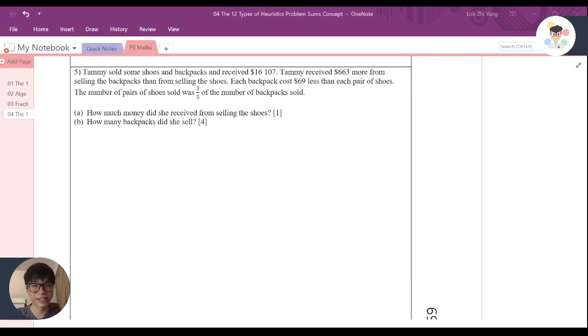Welcome back to Digital class. This is a discussion for book number 4, the 12 types of heuristic, from some concept, and we are under number and value concept. Let's look at this question.